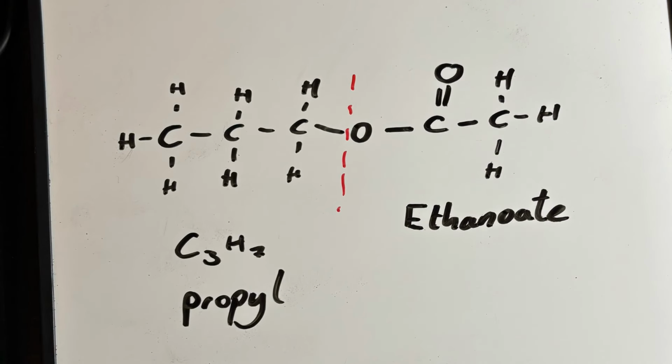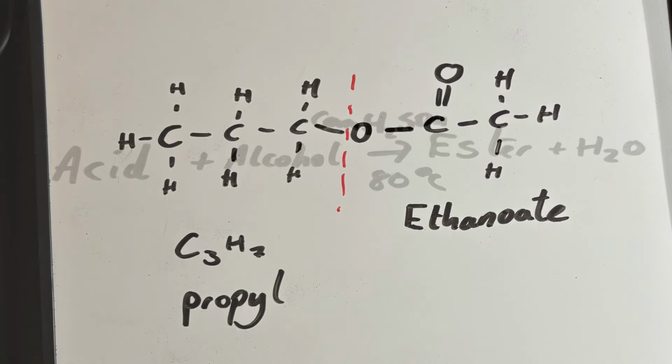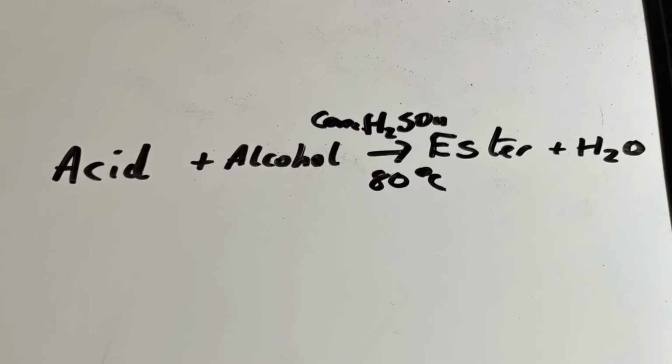And we name esters after, first of all, the alkyl group, which in this case is propyl, and then the carboxylate group, which in this case is ethanoate. You react an acid and an alcohol with concentrated sulfuric acid at 80 degrees to form an ester and water.